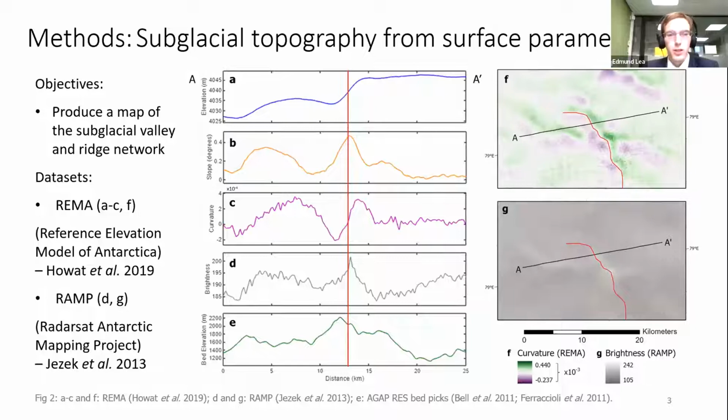The second data set we're using is a radar image from the RadarSat Antarctic mapping project, which you can see in panel D, has a good correlation with the surface slope because the intensity of the radar reflection depends on the angle of the surface slope. So if you look at the right-hand side, you can see how we actually use these data sets to do the mapping. You can see the same profile on both the REMA curvature at the top and the RAMP image at the bottom, with an example of a ridge line that can be traced from those images.